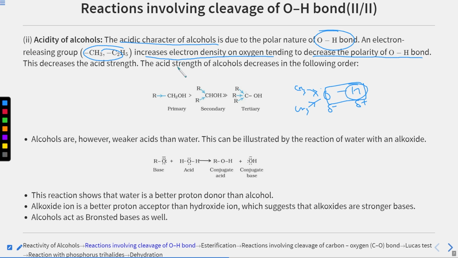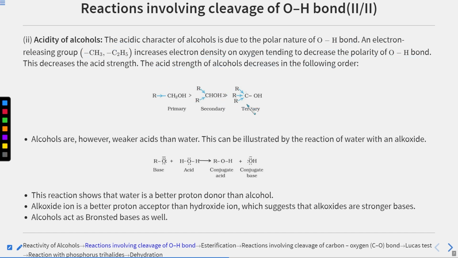If we take this concept, then the acidic strength of alcohol would look like this: the primary, if only one alkyl chain is attached, will be the most acidic one. With two alkyl chains, it will be intermediate, and the third, tertiary, will be very much less acidic as compared to these two. As you can see, we have a double arrow sign, meaning the tertiary alcohol is much less acidic than the secondary alcohol. Clear? Now alcohols are however weaker acids than water.